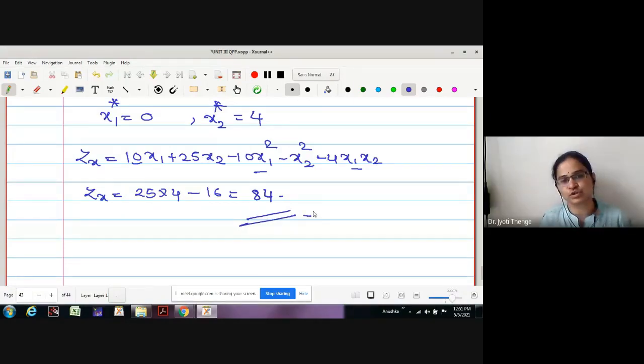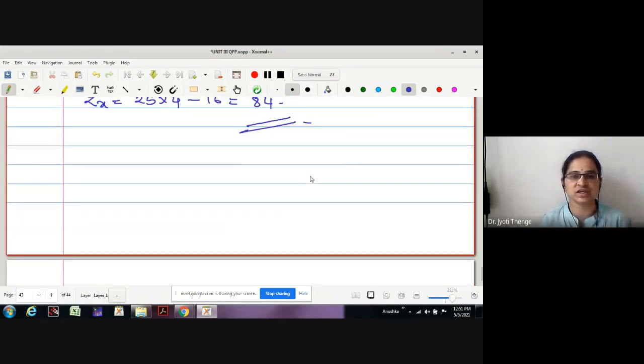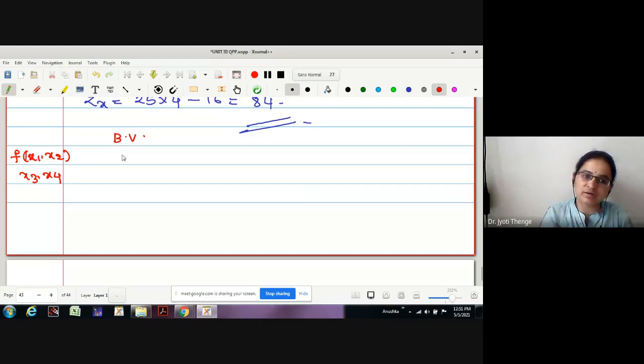Hence, it is the solution for the given quadratic programming problem by using the Beale's method. If you have any difficulty, you can just tell me. Let me write in short what we have done in the problem. The original function is in terms of two variables x1 and x2. x3 and x4 we have taken to be the added variables. In the first step, we have taken the basic variables as x1 and x2.